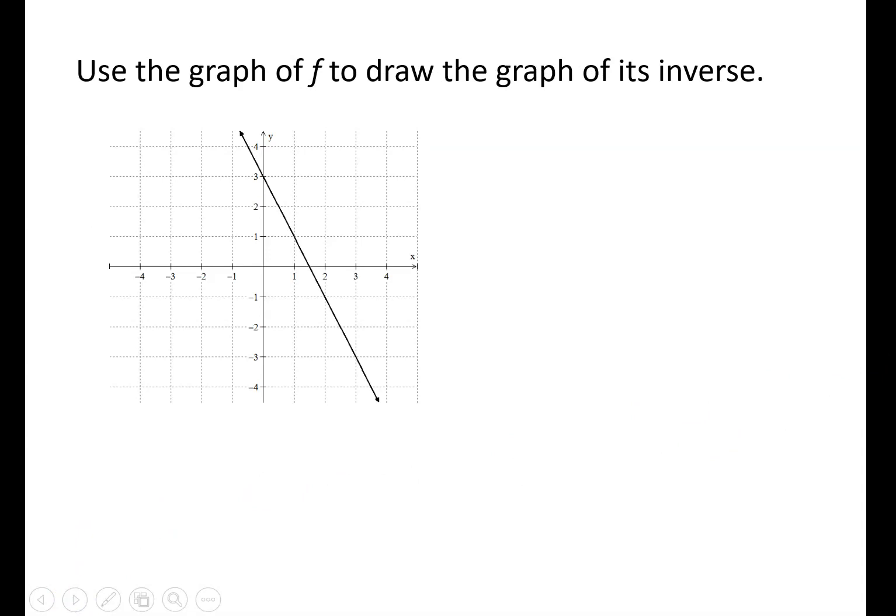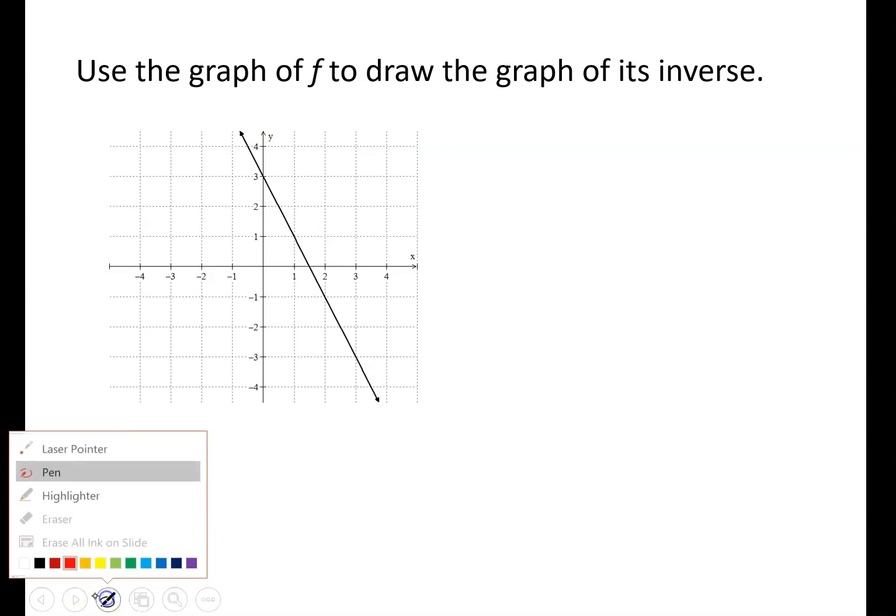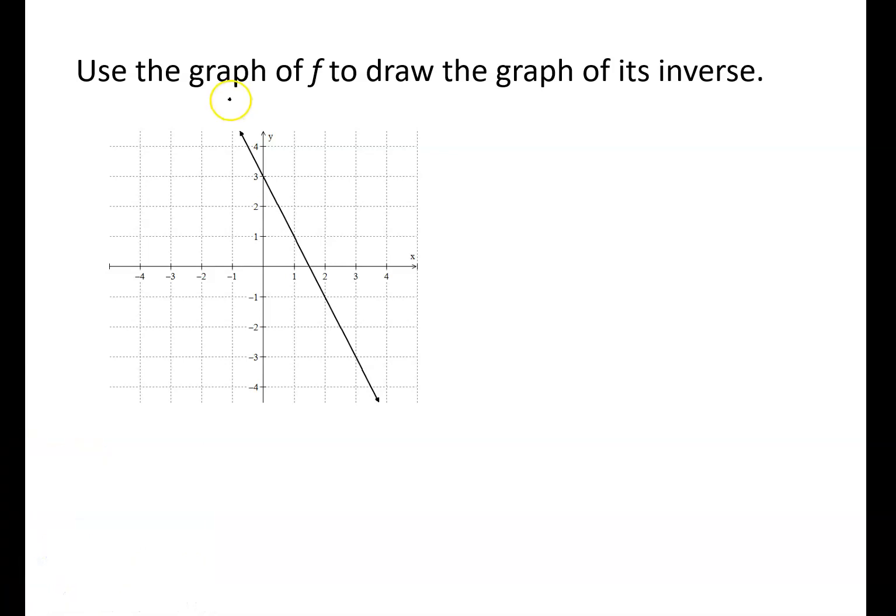Okay, it says use the graph of f to draw the graph of its inverse. So this line that's given is f. I'm going to label that f. Go ahead and do that as well on your notes. This line is f. So out to the side here, we're going to write f, and we're going to list some ordered pairs that we can find on the graph of f.